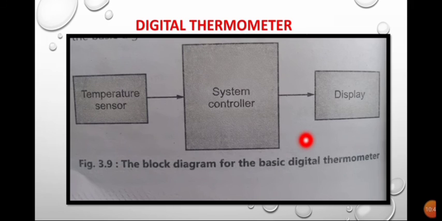Digital thermometer. So let us see the generalized block diagram of a digital thermometer. You know that digital means on this thermometer you get the numerical temperature which is measured. So here the first block is the temperature sensor. This is the system controller and display. The temperature sensor senses the temperature of the object which is connected over here. The system controller processes the output from the temperature sensor and it is displayed on your display.